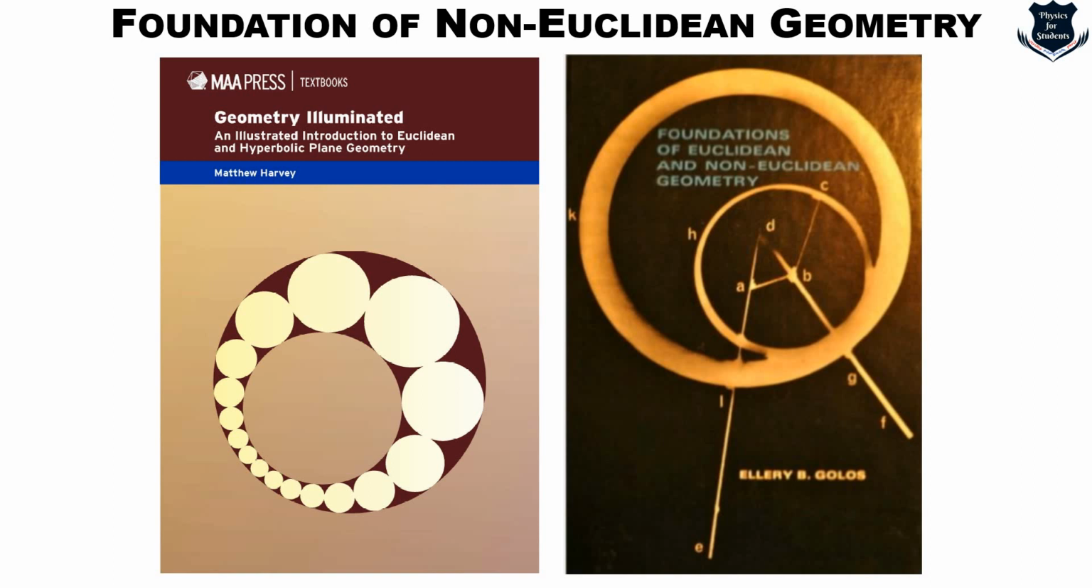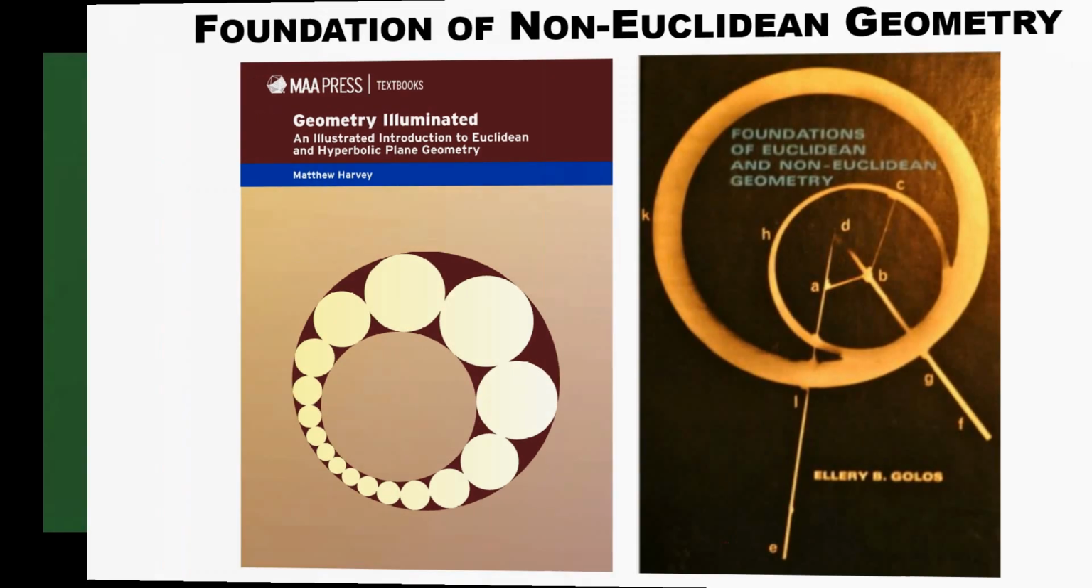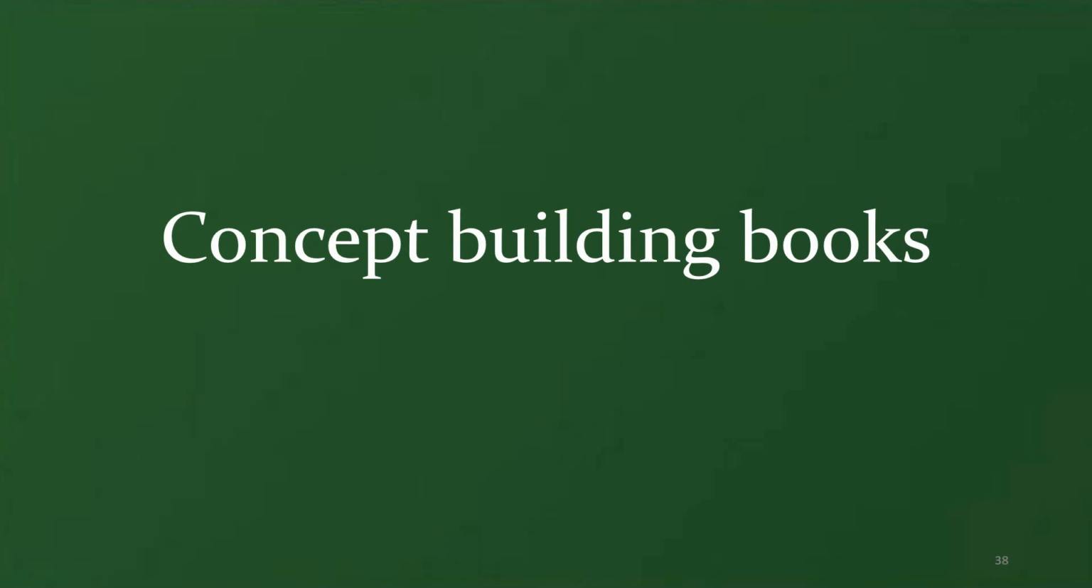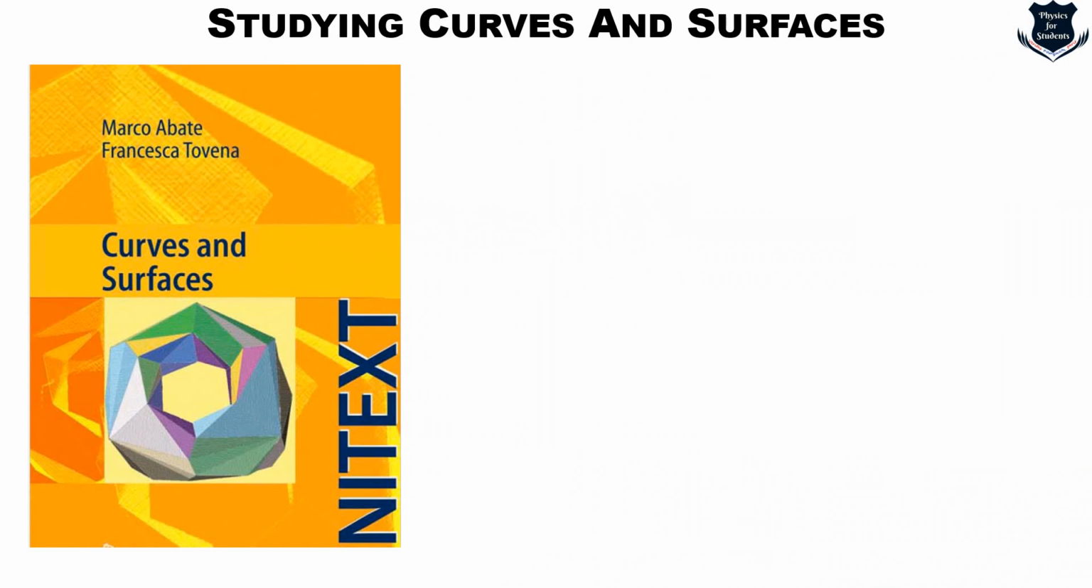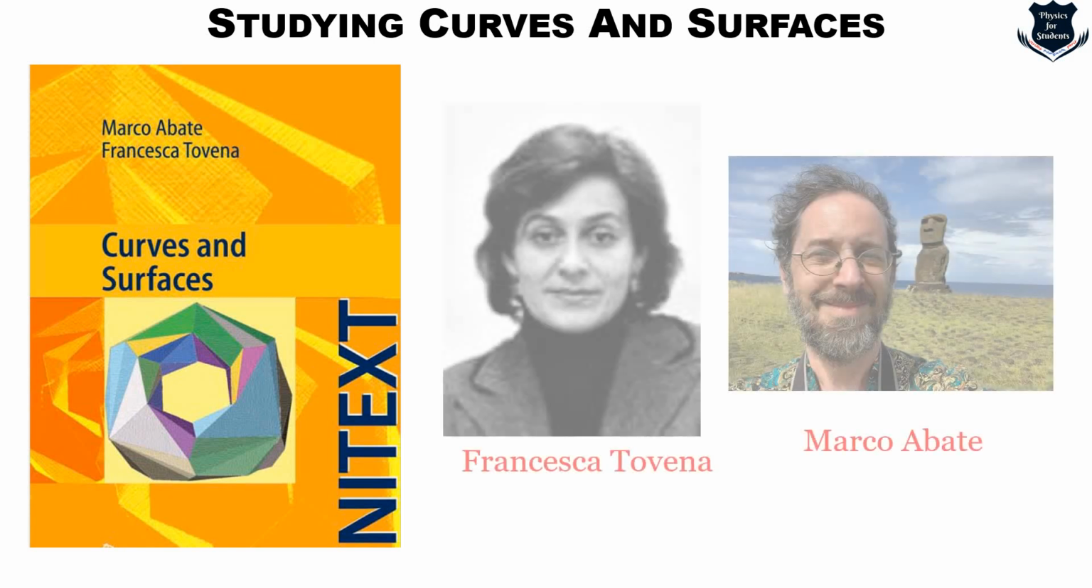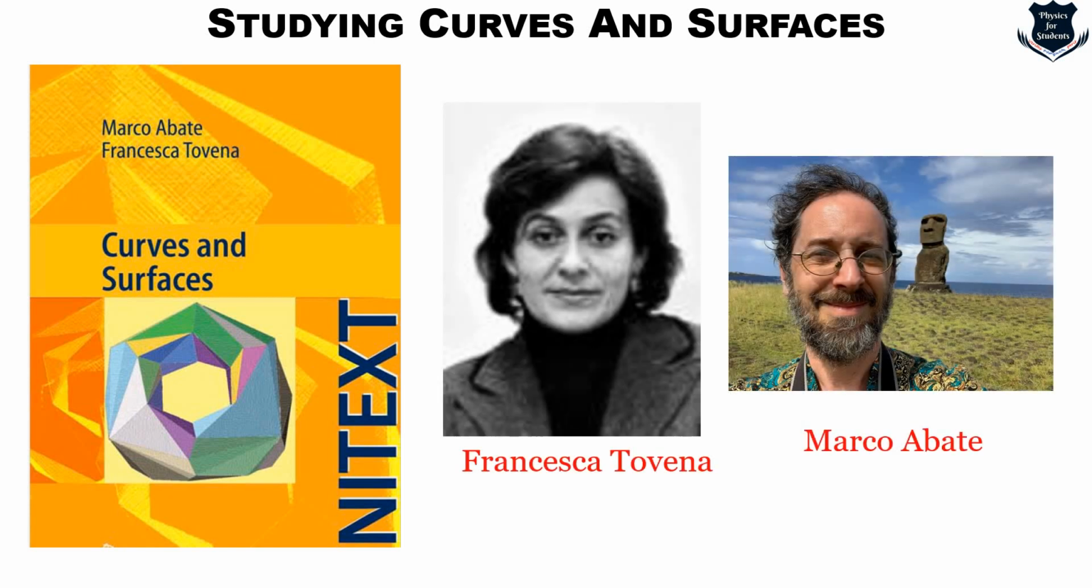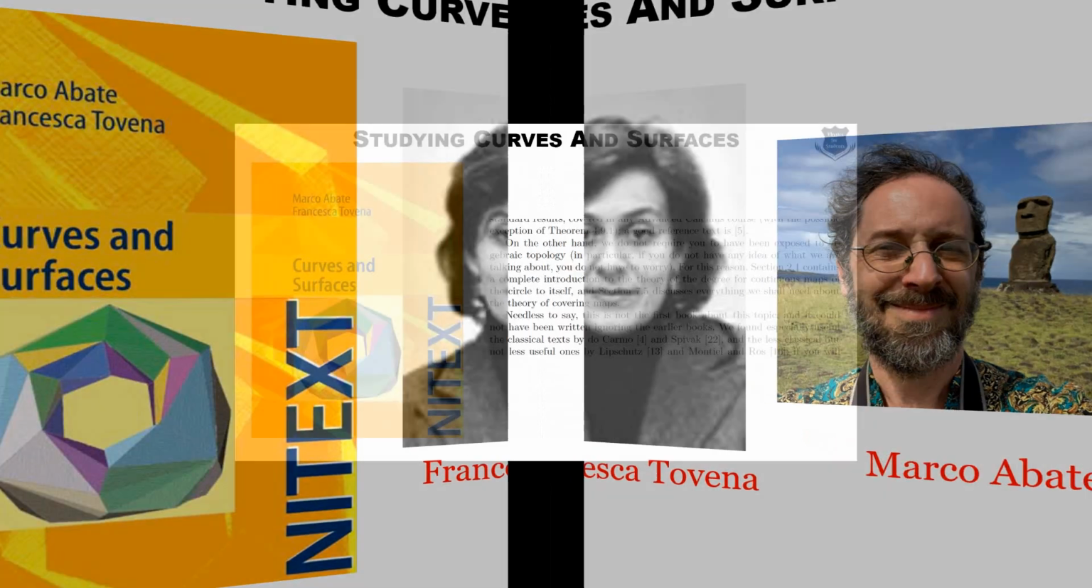Okay, so we are done with the foundations of non-Euclidean geometry, and now we start with the concept building books. Now, concept building books means what? Concept building books basically means that for each subject that we have discussed in the earlier video, we will see a quick recap. What are the books? I mean to say, what are the things that we will study? And we know that we are studying curves and surfaces. So the first book, which will start with curves and surfaces, is by Marco Abate and Francesca Tovena, and this is a really wonderful book.